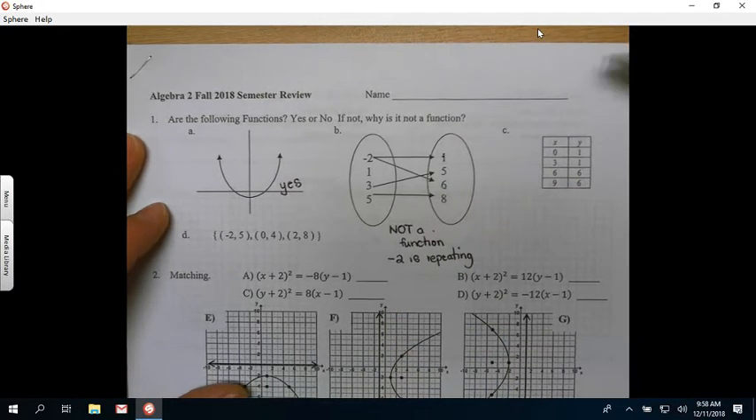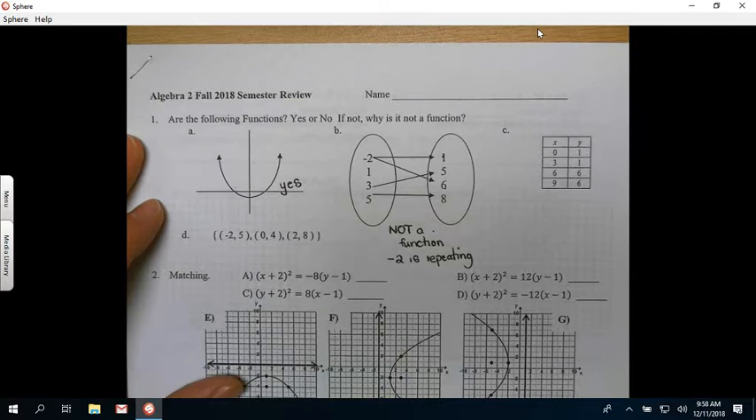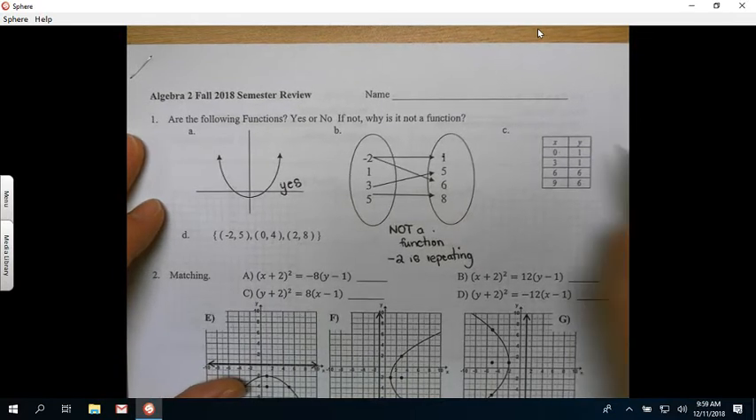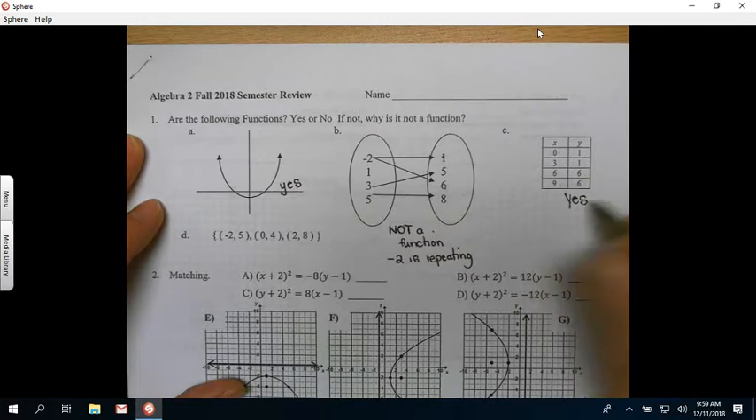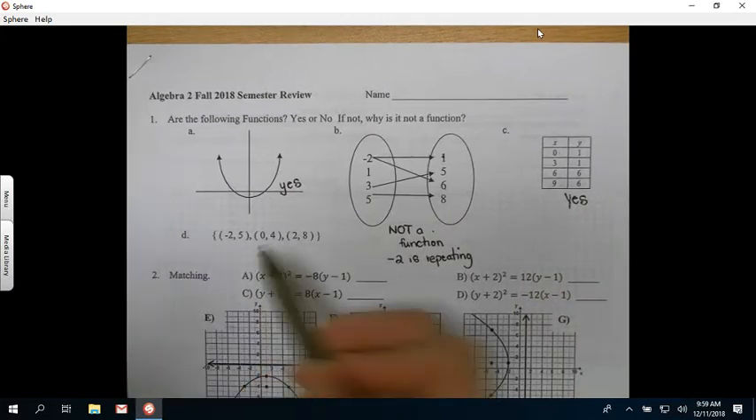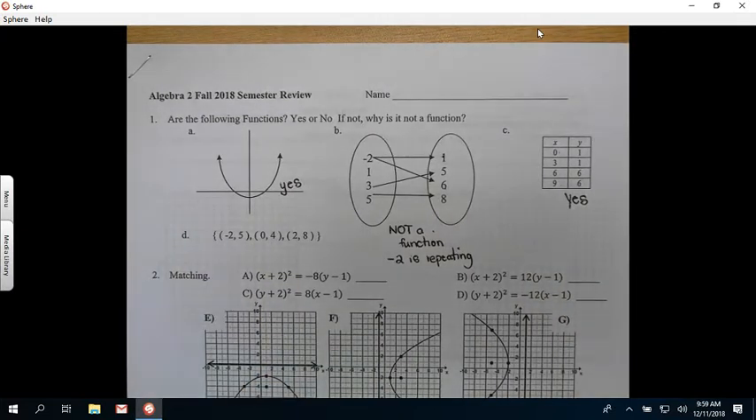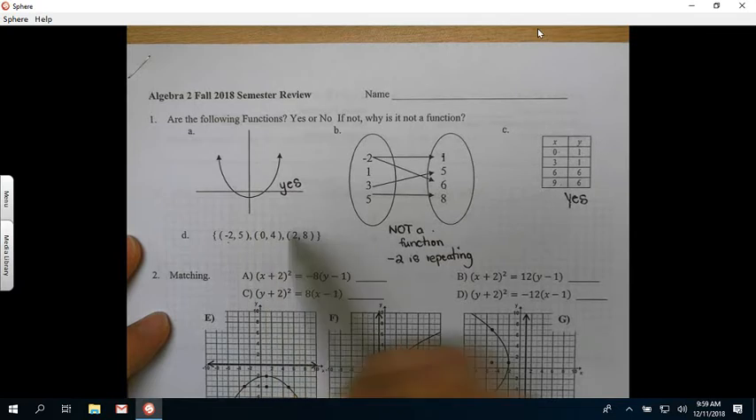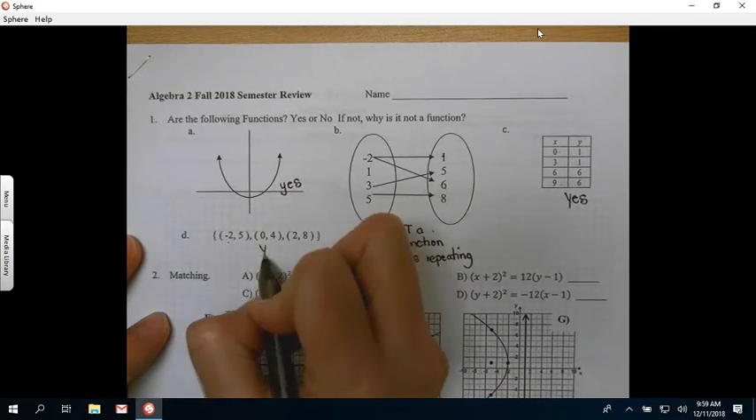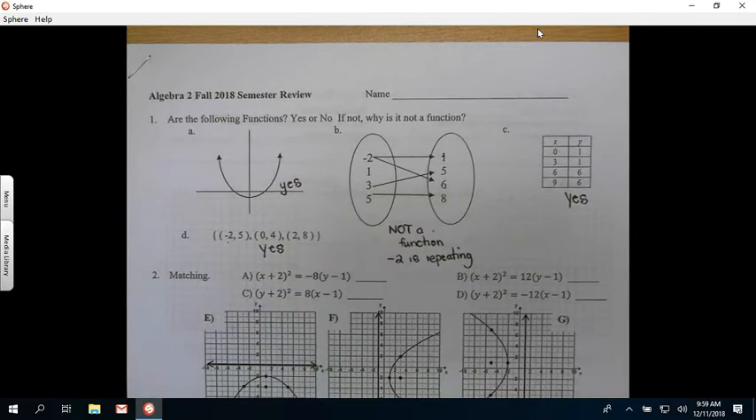So on C, this is a table. I'm going to look at my x values to see if any of my x values repeat, and since they do not, it is a function. D, this is just a list of ordered pairs, same idea. I look at my x values, and as long as none of them repeat, then it is a function.